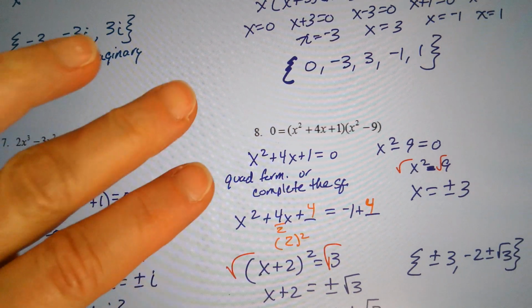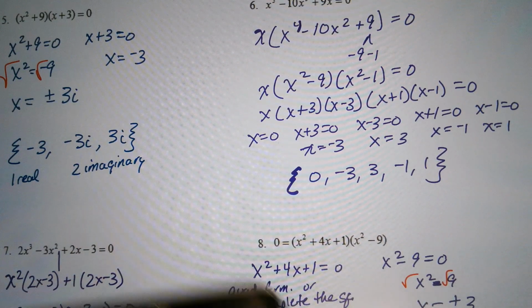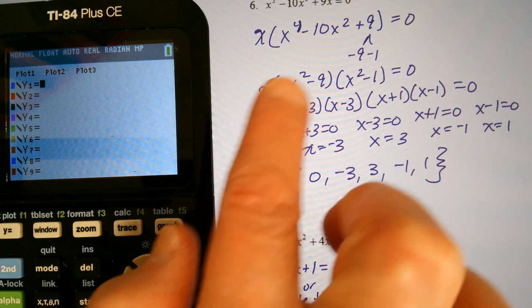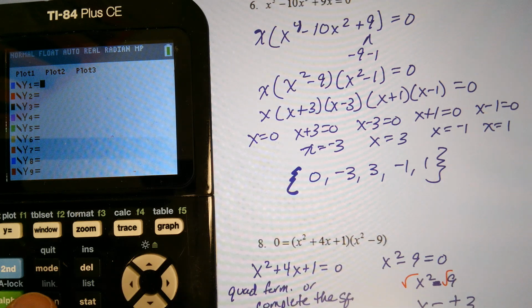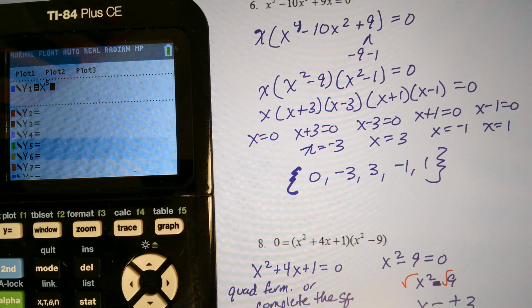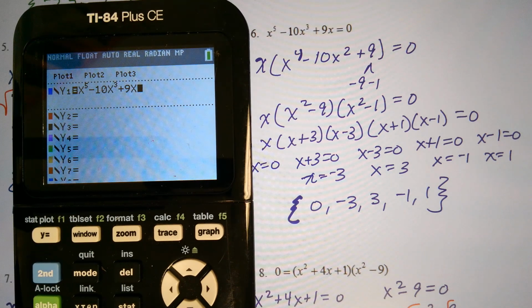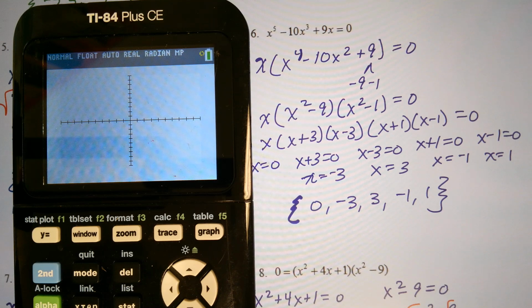And yes, you could check these by putting them into the graphing calculator. I'm just going to go back to number 6 and check this. What does this look like? So I've keyed in our polynomial expression, the left-hand side of our equation here. Press graph.